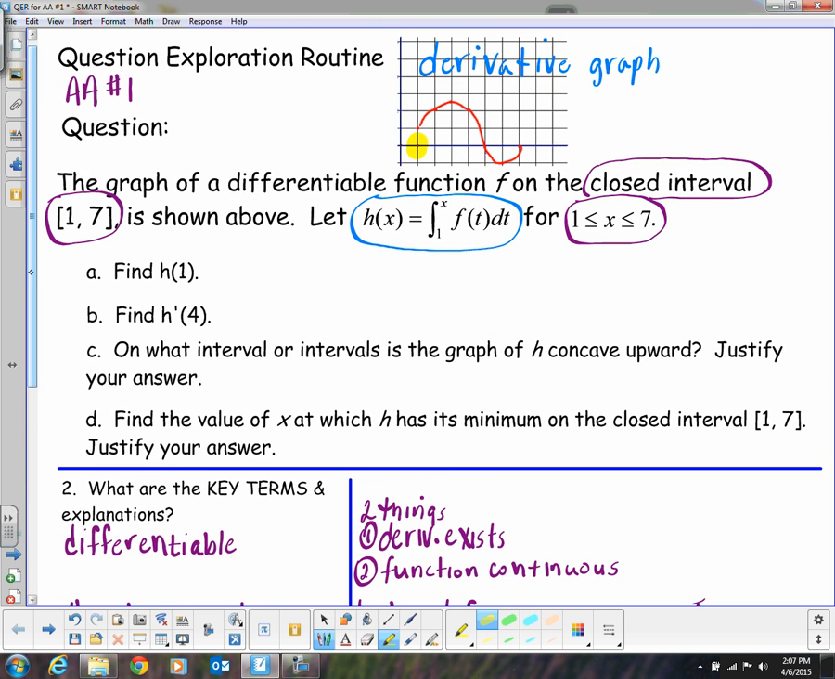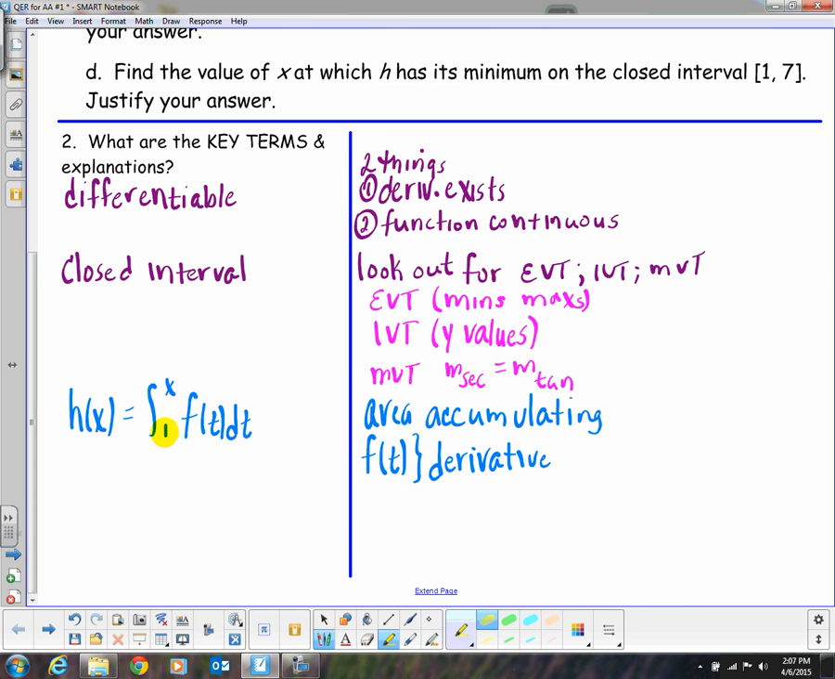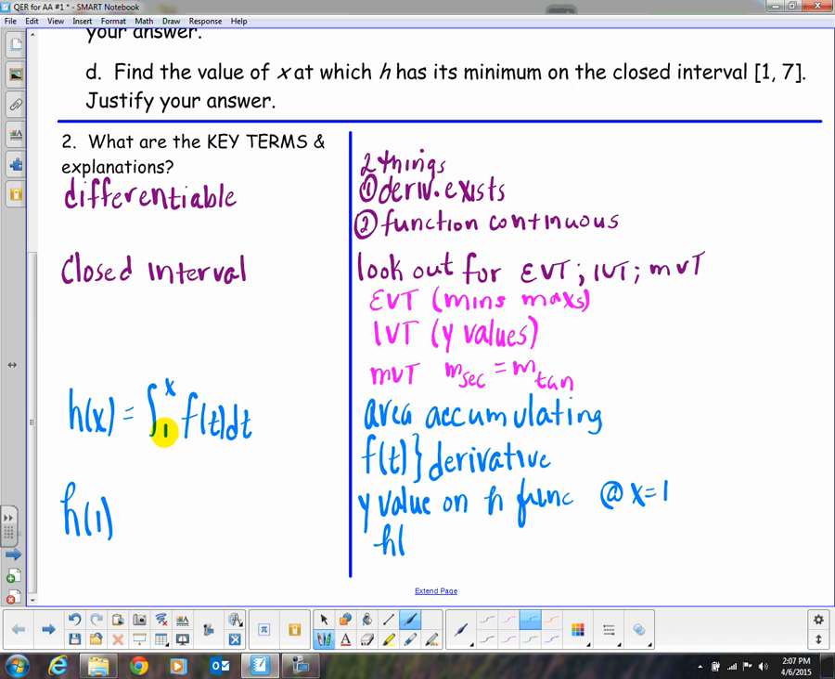All right, so now let's look at h of 1. If I want to look at h of 1, that means I want to know the y value on the h function at x equal 1. So I'm going to do h of 1, which means I substitute into my integral f of t dt, and that means I'm looking for area. Now that's kind of an easy one, and we'll talk about that later.